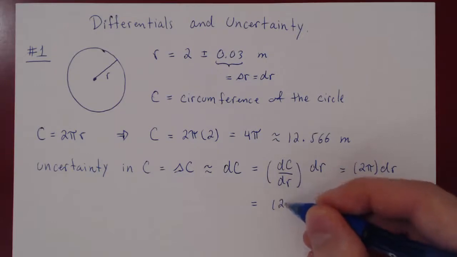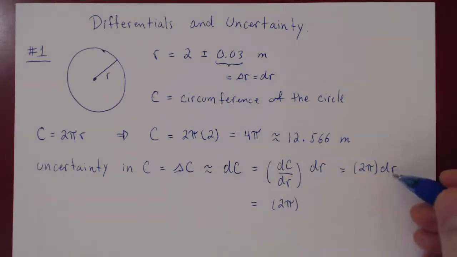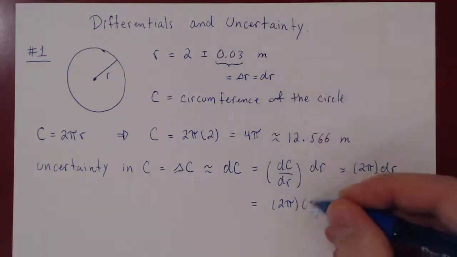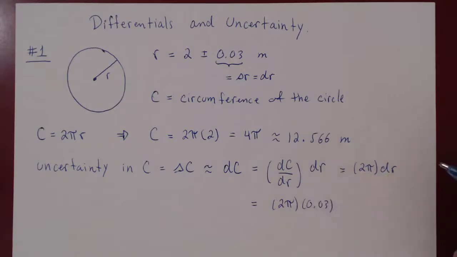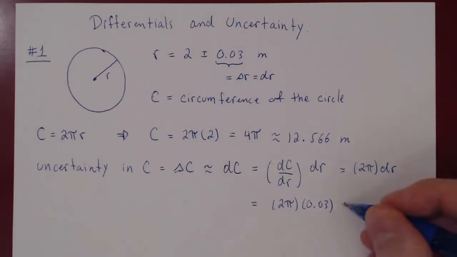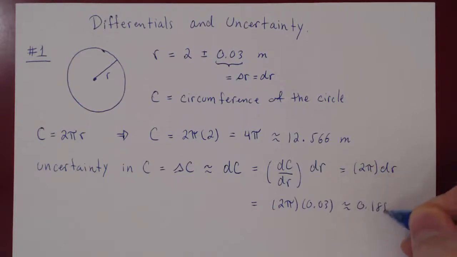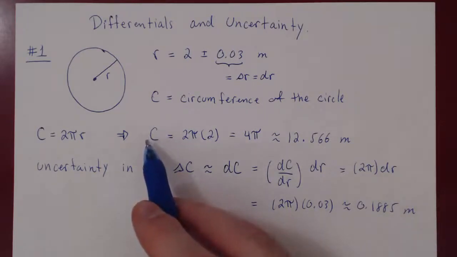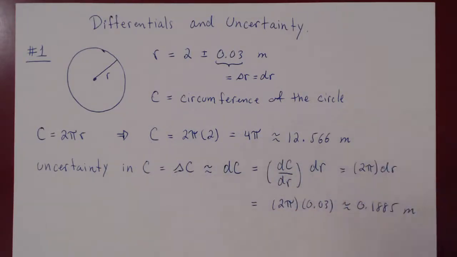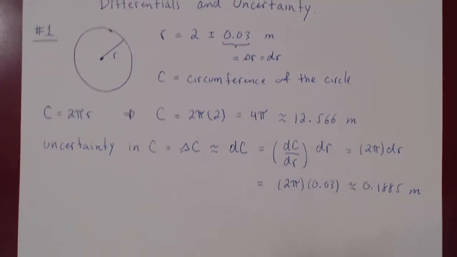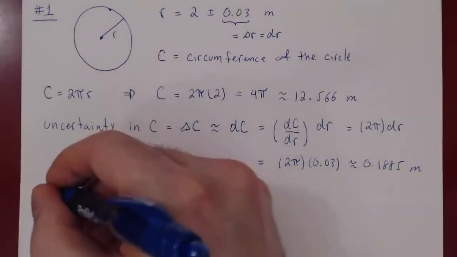And now we evaluate. 2 pi is a constant, that's 2 pi. dr is the change in the radius, the uncertainty in the radius, and that uncertainty is 0.03. And if you compute 2 pi times 0.03, you get approximately 0.1885 meters. And there you have it. You have found the circumference to be approximately 12.566 meters, and the uncertainty is approximately the differential, which is about 0.1885 meters. And now we have our final answer. We have found the circumference of the circle with uncertainty.